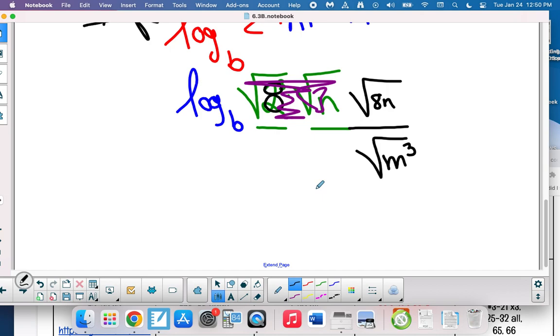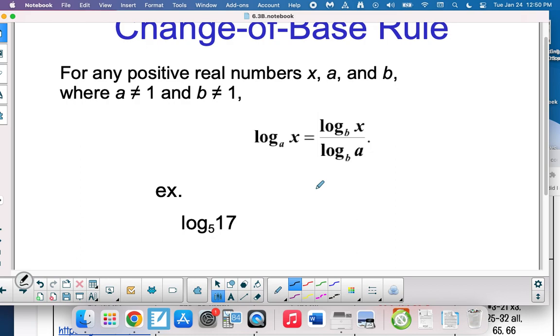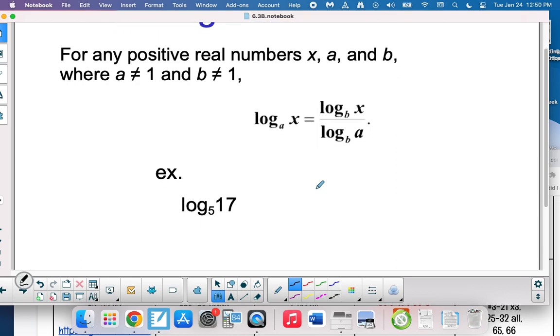I'm done. That's all we're doing? I think so. Isn't it? Oh, there's a change of base one. Change of base. Super simple. Not doing logarithmic functions? That's the next lesson. I forgot to put 6-4 on there.